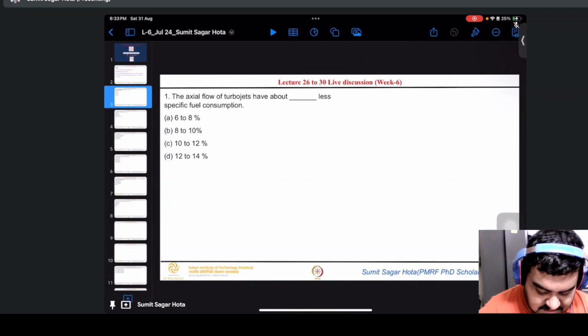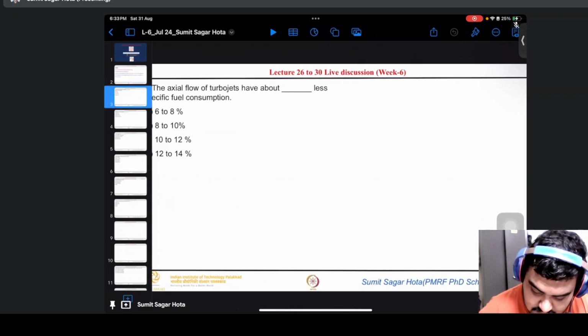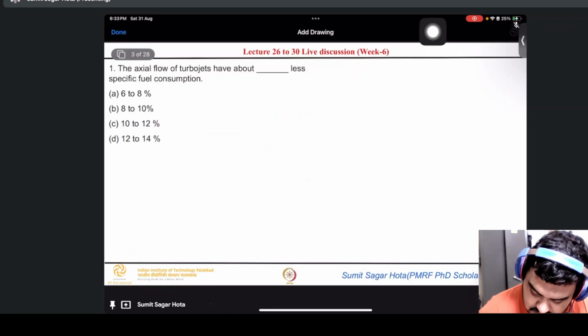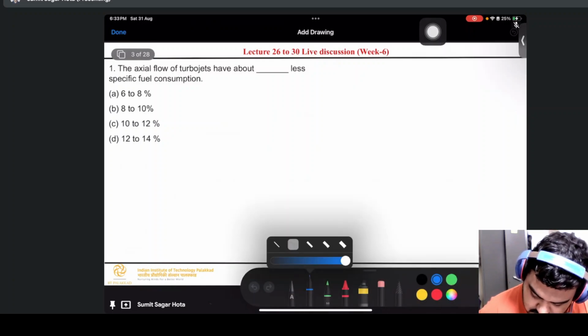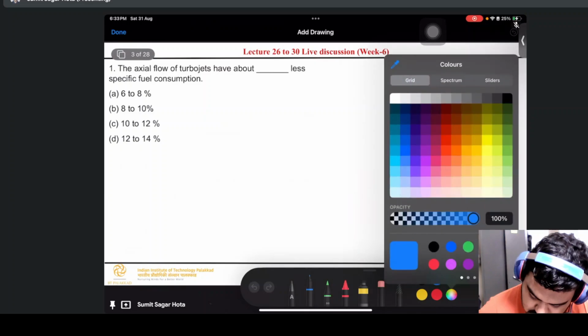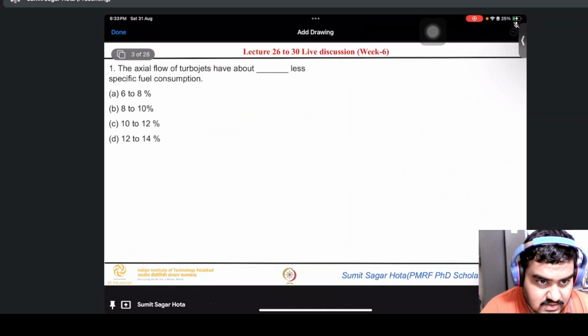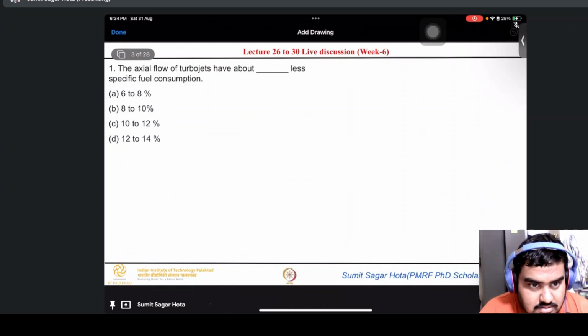Okay, let's start the first question. The axial flow of turbojet have about dash less specific fuel consumption. Okay, so the answer of this question is A, which is 6 to 8%.